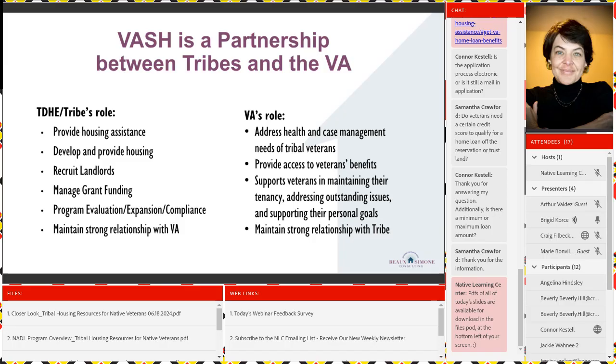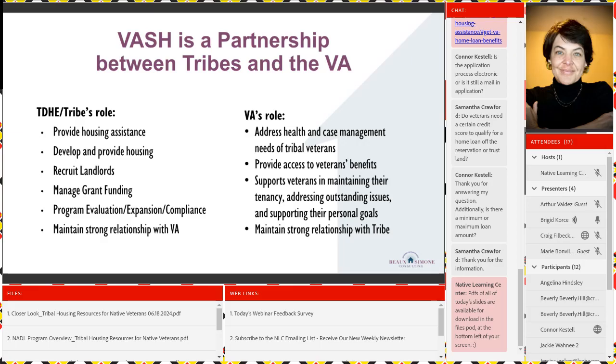The tribe or TDHE's role is also to develop and provide housing units. So the expectation would be that you would use those rental subsidies in your tribally owned units that are not FCAS. So FCAS units are ineligible because they already have a subsidy attached. But any of your NAHASDA units, if you have low-income housing tax credit units, those are fine to use these subsidies in. Or if you don't have enough housing, you could also use this rental assistance as a tenant-based model.